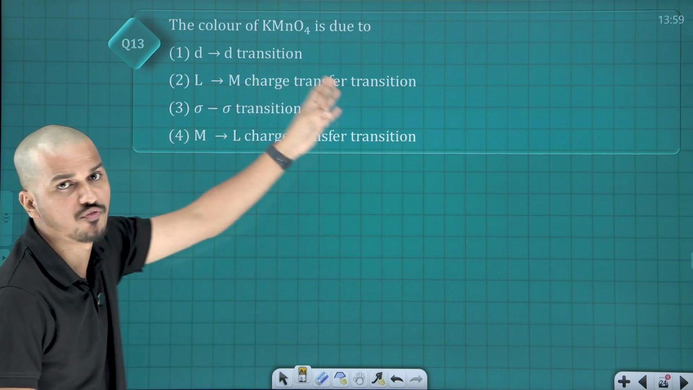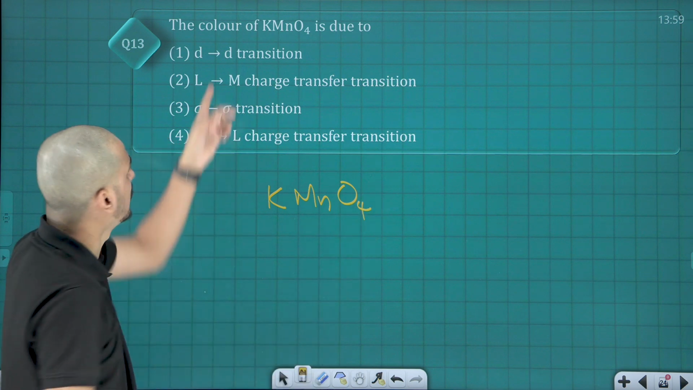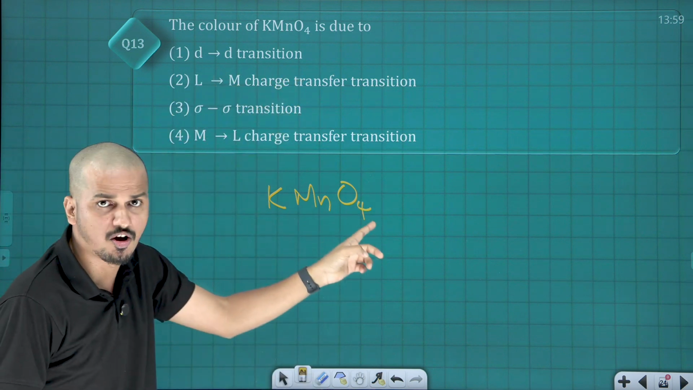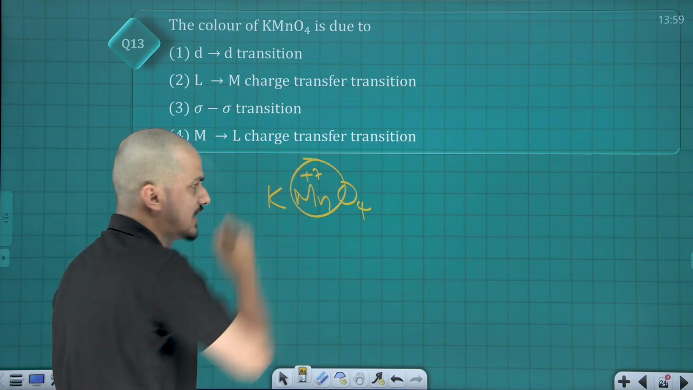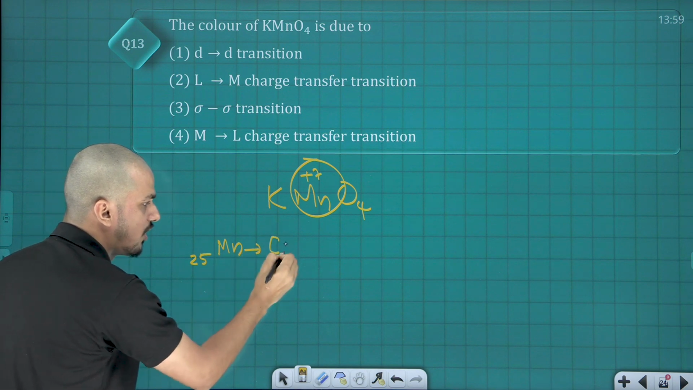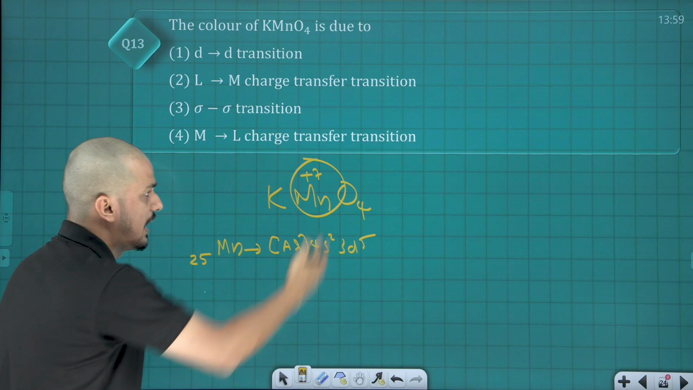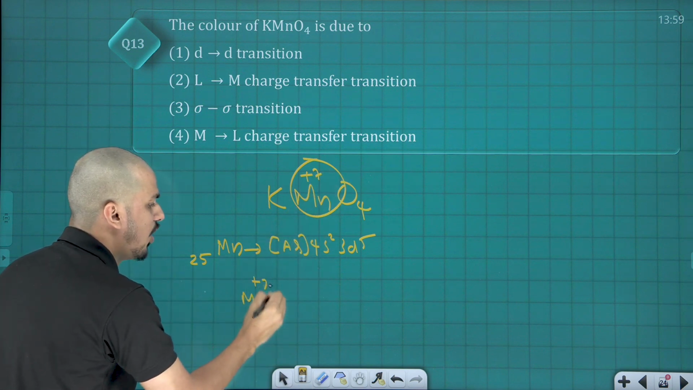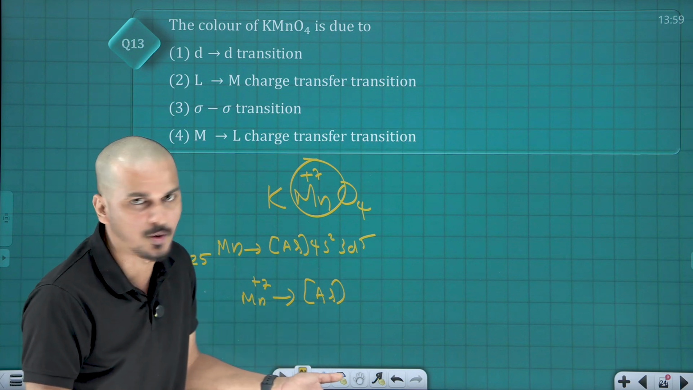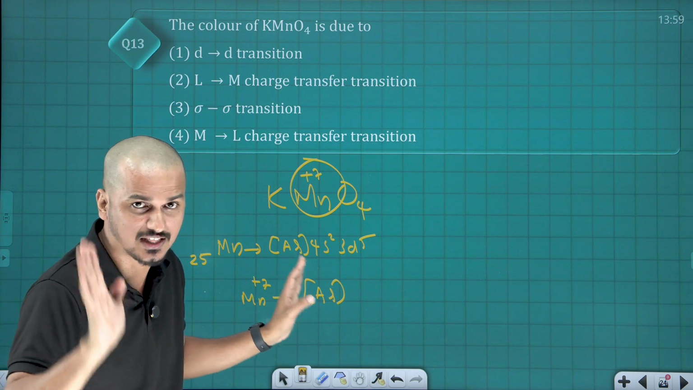The color of KMnO4 is due to? Majority of the students will choose d-d transition. No d-d transition. Why? In KMnO4, manganese is in +7 oxidation state. Manganese atomic number is 25. Electronic configuration is argon 4s2 3d5. Mn +7 means all the d electrons are missing. Then how is d-d transition possible? Not possible. Then how are they showing color? This is not d-d transition. Keep that idea in mind.